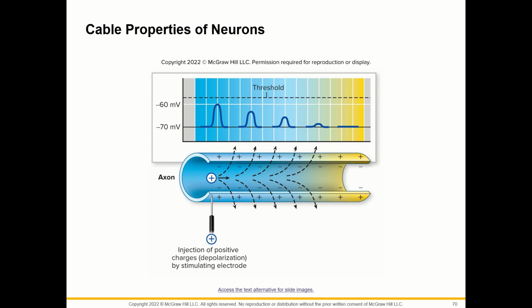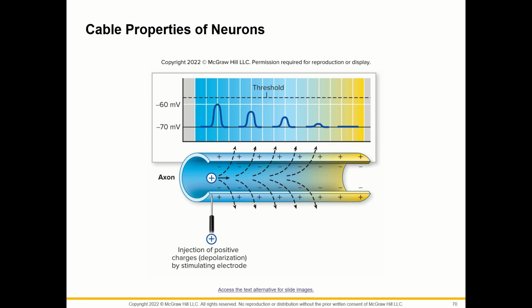So these are the cable properties. We're going to basically just kind of peter out with this. The cable properties of an axon are the properties that permit it to conduct potential changes over distances. If a stimulating electrode injects positive charges and produces a depolarization, in blue, at one point in the axon, the depolarization will quickly dissipate, peter out, if it doesn't trigger an action potential. The decreasing amplitude of the depolarization is due to the leakage of charges through the axon membrane, which is the dashed arrows. This results in a poor ability of the axon to conduct charges in potential over long distances.